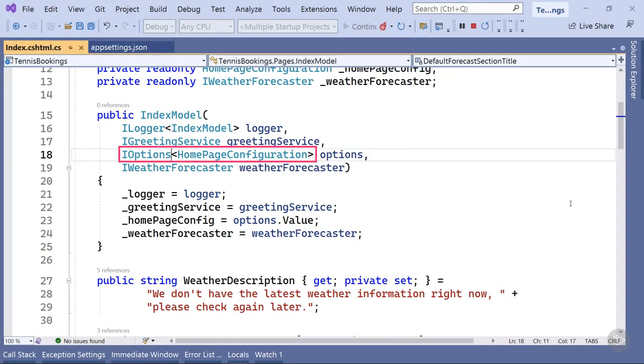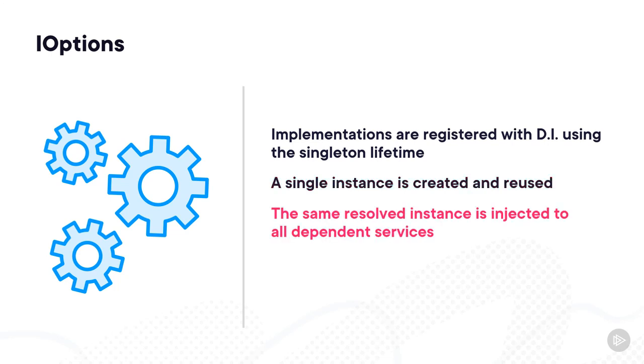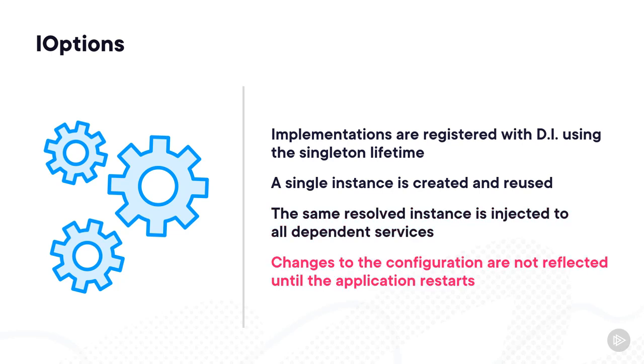Currently, we're accessing the options via the iOptions interface. Implementations for this interface are registered as singleton services with the dependency injection container. As a result, a single instance is created the first time it's needed, and then reused for the life of the application. Thereafter, we get the same instance each time it's injected. This means we don't see any changes to the configuration being reflected in the application until it restarts.